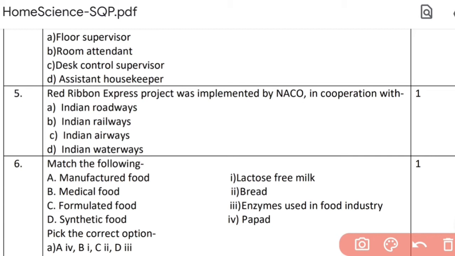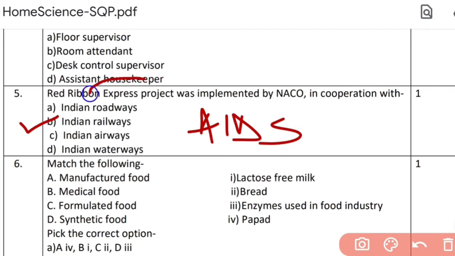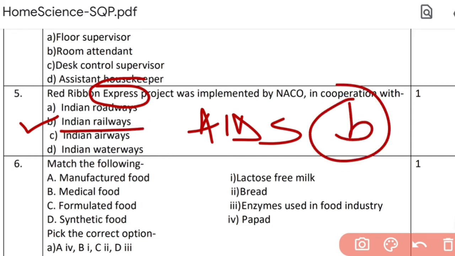Now, Red Ribbon Express project was implemented by NACO in cooperation with, remember, I also gave you a video of Red Ribbon Express. Red Ribbon Express was for AIDS awareness and this AIDS awareness was through a train express here. So it will not be a roadways, airways or waterways. It is Indian Railways. B is the right answer.